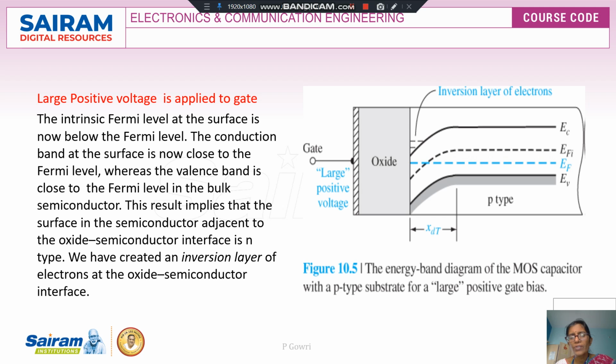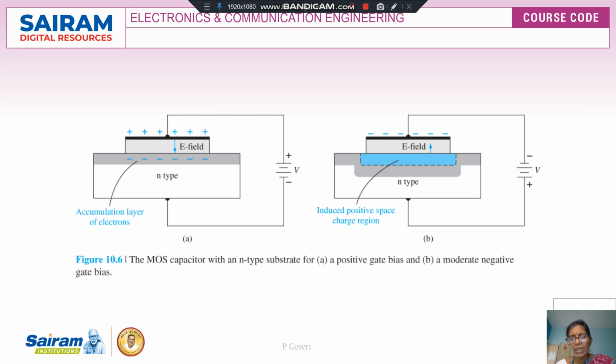That is, we have created an inversion layer of electrons at the oxide semiconductor interface. The energy band of the MOS capacitor here is for the large positive voltage gate bias. So when I apply a large positive voltage to a MOS capacitor with a p-type semiconductor, then an inversion layer of electrons will be formed at the surface that is adjacent to the oxide semiconductor interface. Now, this indicates the formation of the inversion layer.